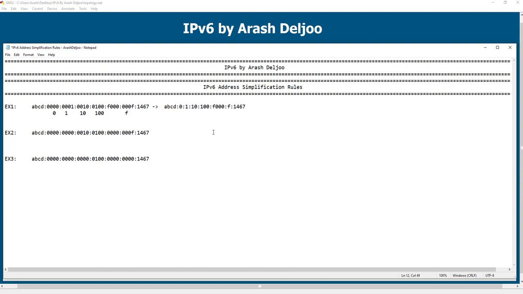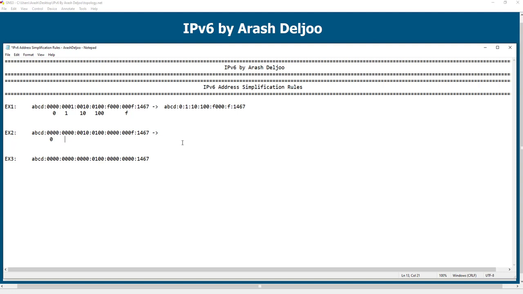The second rule is that if you find more than one hex state with 0 value, you can compress all of that hex state and use only a double colon instead of that hex state. Let me show you what this means. Look here. Here we have ABCD. We can't compress ABCD. And now we have quad 0 again. You know that we can compress quad 0 with only one 0.